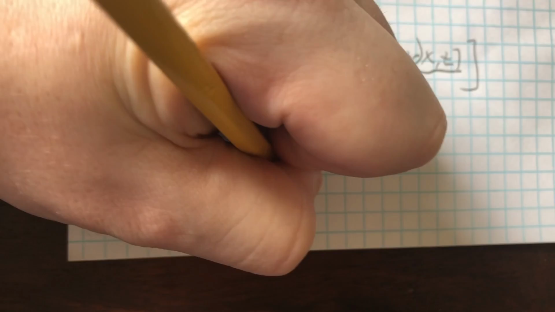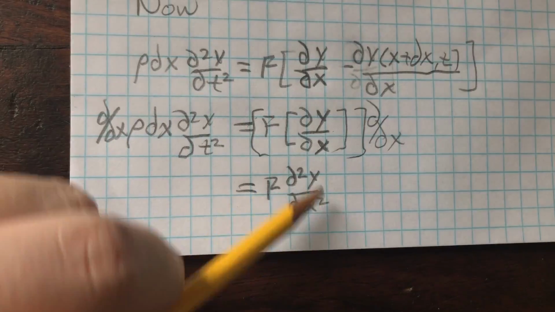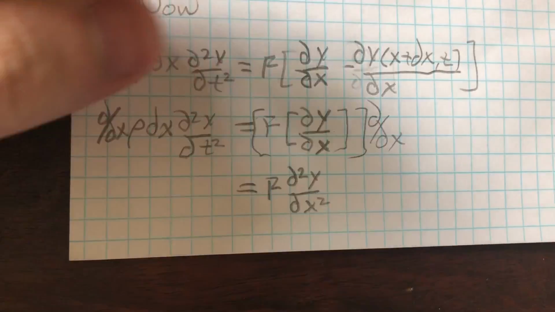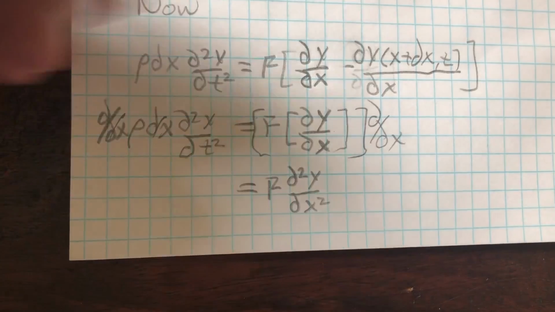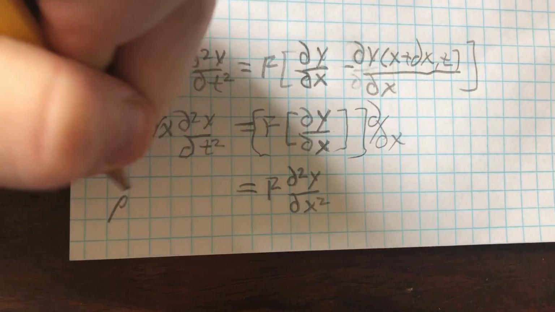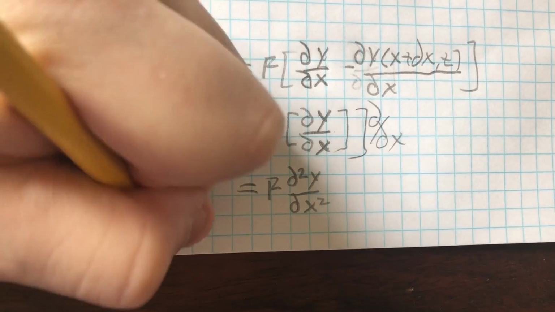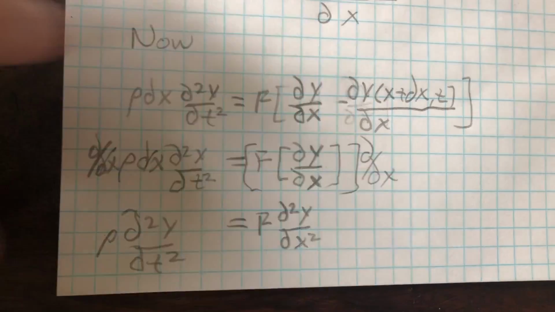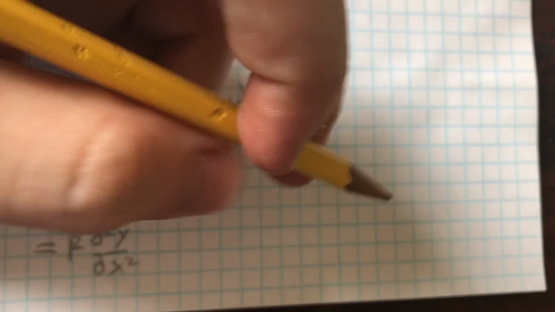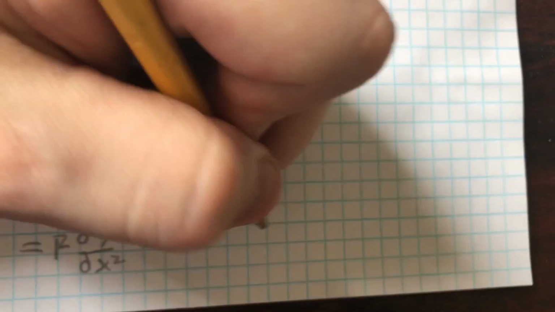So f. Now that becomes a second order partial derivative. And then what happens here is bye-bye, those go away, and you're left with rho partial y partial t squared. Now we have this wonderful equation. And what we can do now is a little bit of algebraic rearranging and a little substitution.